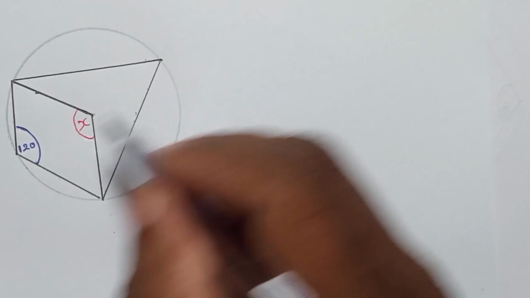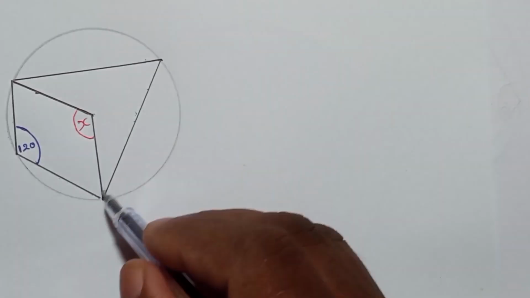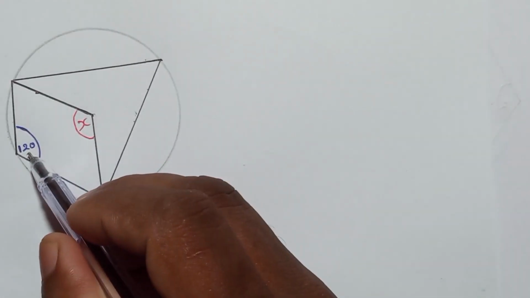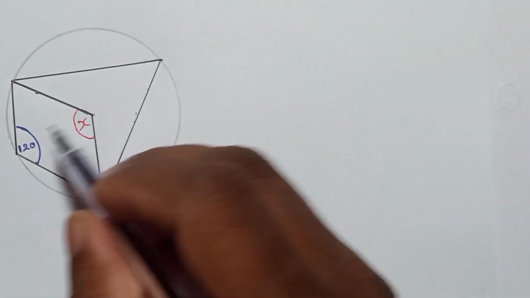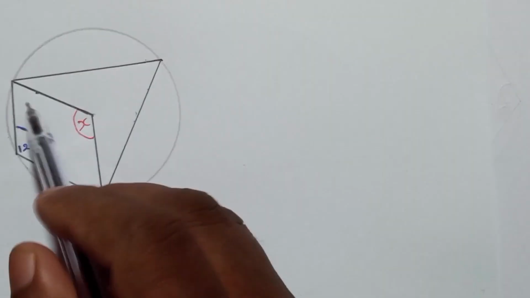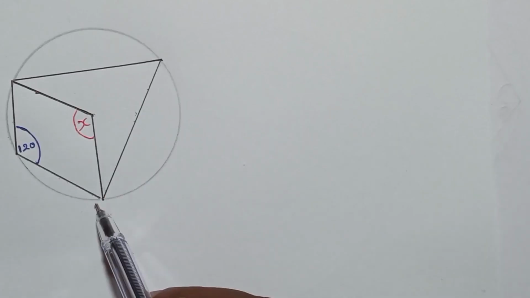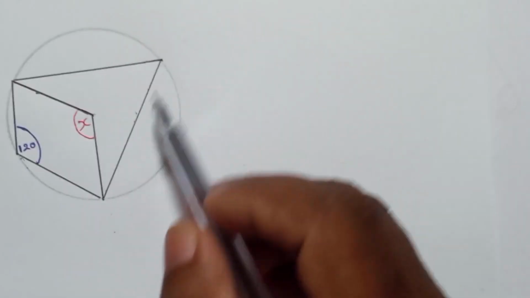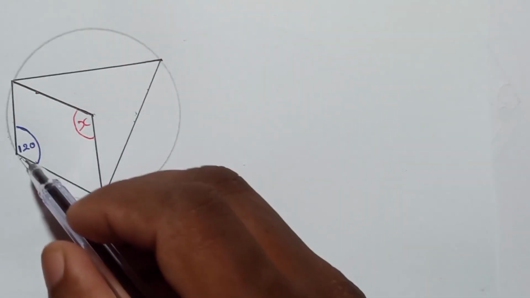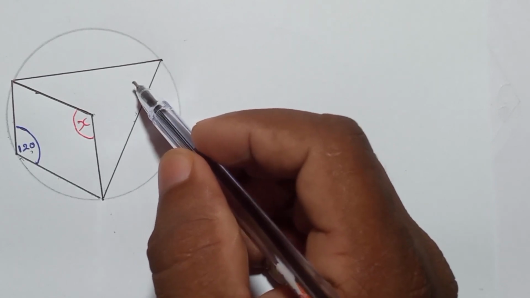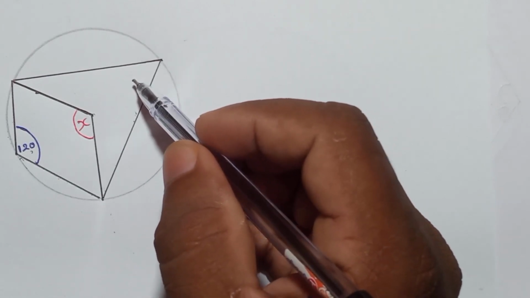Now you can see this is a cyclic quadrilateral. Now if this is 120, we know this plus this should be 180, because this is a cyclic quadrilateral, right? So that's why this plus this should be 180. We know in a cyclic quadrilateral opposite angles are supplementary.